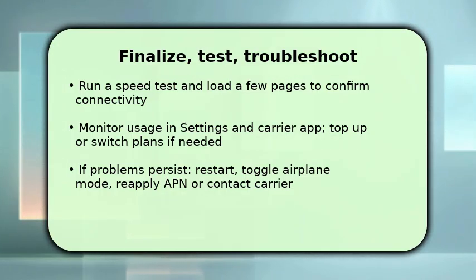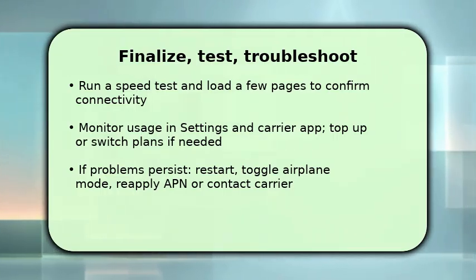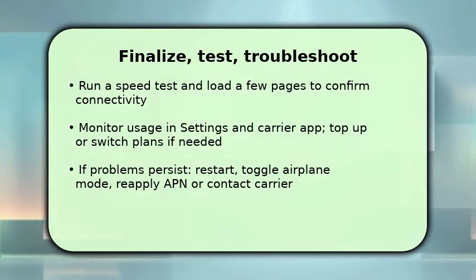Toggle airplane mode, restart the phone, and reselect the network. If that fails, reapply the APN or contact carrier support with your device IMEI and the partner network name.